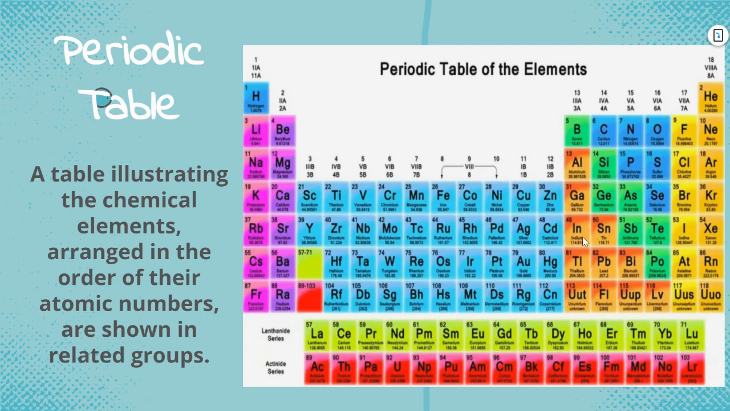Right. So this table illustrates the chemical elements, and it's arranged in order of their atomic numbers, and they're shown in related groups. So it's kind of crazy that what you see here is what makes up everything in the universe, right? The stars, the air, people, animals, flowers, all of that is made up of different combinations of this table of elements.